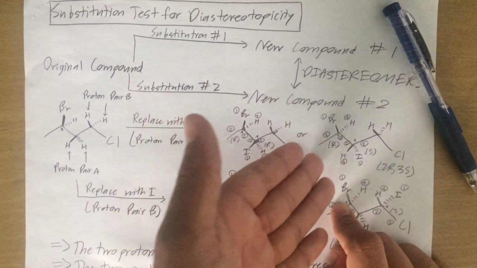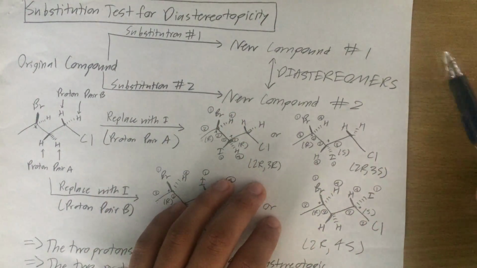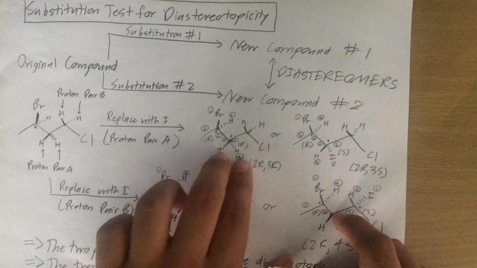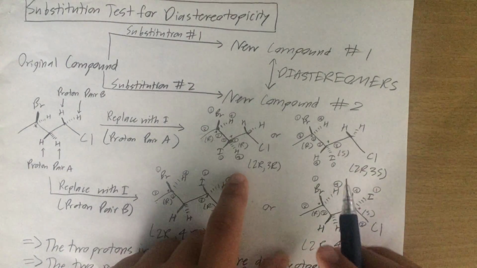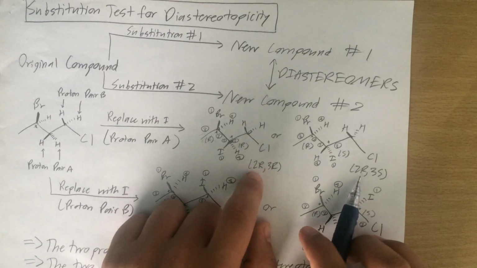And then if you do a similar analogy for this one, finding the chiral centers again, I'll leave that to you as practice, you would find out that this is still R, but now that you have these two flipped because of the substitution, this would be 3S. So these two are diastereomers because you've got 2R, 2R. These two are the same.